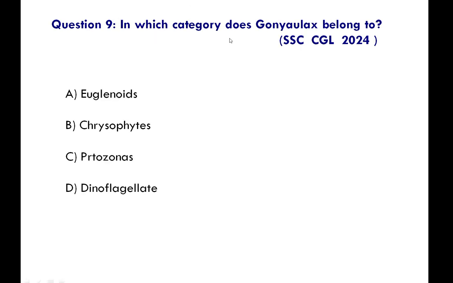In which category does Gonyaulax belong? Euglenoid, chrysophytes, protozoans, or dinoflagellate. So the correct option is option D.